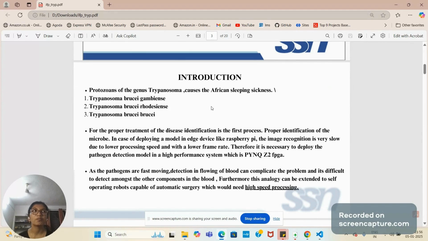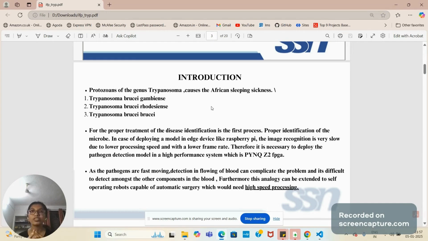So, protozoans of the genus Trypanosoma are responsible for the disease African sleeping sickness, and Trypanosoma brucei gambiense is responsible for causing this disease in central and northern parts of Africa. Trypanosoma brucei rhodesiense is responsible for causing this disease in southern and eastern parts of Africa. Trypanosoma brucei brucei is responsible for causing this disease in animals other than human beings. So, for the proper treatment of this particular disease, identification of the pathogen is the first step.